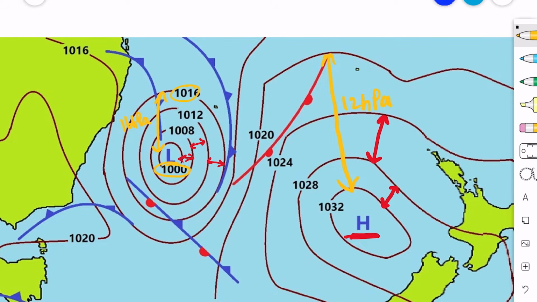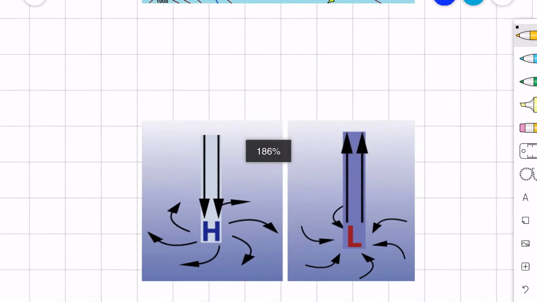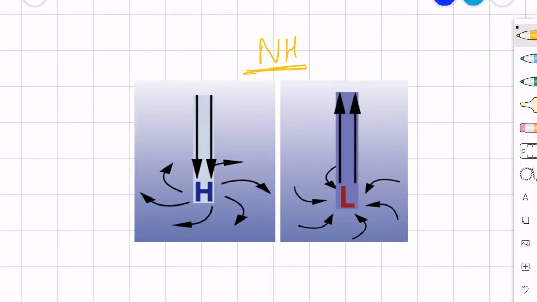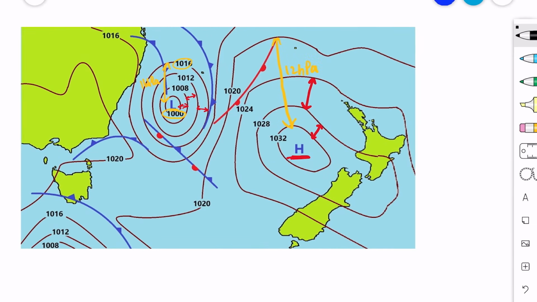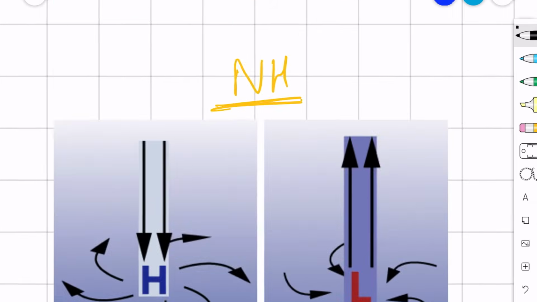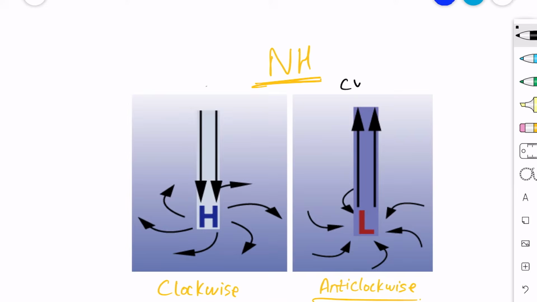Great, now let's talk about wind direction in the northern hemisphere. Around a high pressure area, the winds blow clockwise. And around a low pressure area, the winds blow anti-clockwise. For example, if we look at this surface pressure chart, around a high pressure, the winds will be clockwise, like this. And around a low pressure, the winds will be anti-clockwise, like this. Also, low pressure is known as a cyclone, and a high pressure is known as an anticyclone.